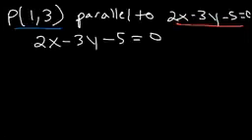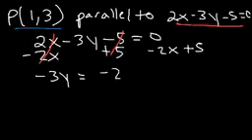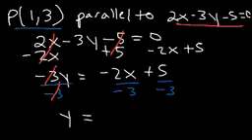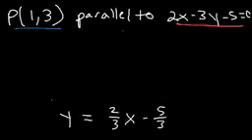let's subtract both sides by 2x, and let's add 5 at the same time. So on the left side, we're going to have negative 3y, and on the right side, it's going to be negative 2x plus 5. So now all we need to do is divide by negative 3 to each term. So the 3's are going to cancel on the left side. So therefore, y is positive 2/3 x minus 5/3. So therefore, we could see that the slope, which is the number in front of x, is 2/3.